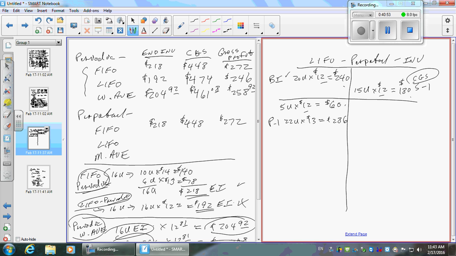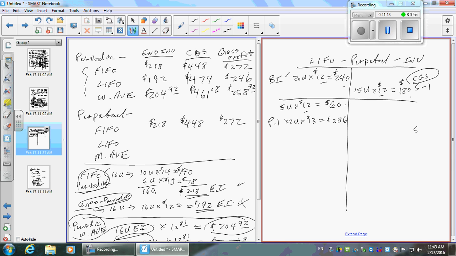How much inventory do I now have? Looks like 60 plus 286. You guys agree with that? 346. How many units do I have? 27. I have 2 LIFO layers. Got it? 5 units at 12 and 22 units at 13. What's the next thing that happens?